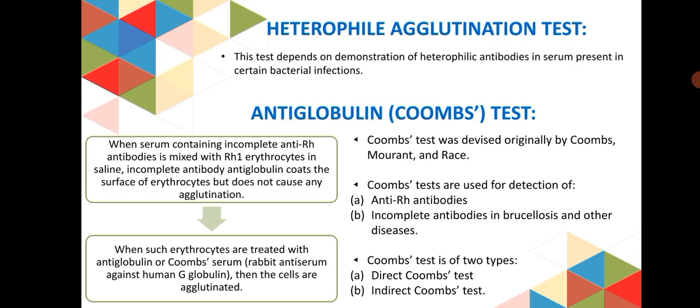When serum containing incomplete anti-Rh antibodies is mixed with Rh-positive erythrocytes in saline, the incomplete antibody coats the surface of erythrocytes but does not cause any agglutination. When such erythrocytes are treated with antiglobulin or Coombs serum, that is rabbit antiserum against human gamma globulin, then the cells are agglutinated.